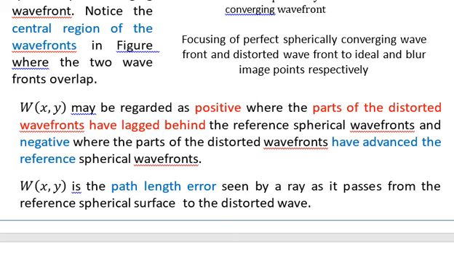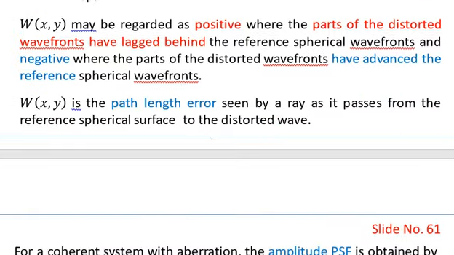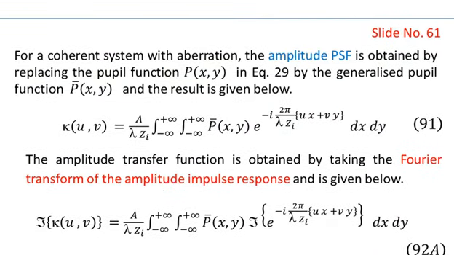So W of xy is the path length error seen by a ray as it passes from the reference spherical surface to the distorted spherical wave. For a coherent system with aberration, the amplitude PSF, that is the amplitude point spread function, is obtained by replacing the pupil function P of xy in equation number 29 by the generalized pupil function P bar of xy, and the result is given below. So you see that we know that kappa is our amplitude point spread function. Here we have reproduced kappa using equation number 29, but here we have replaced P in that equation by P bar, as you can see in equation number 91.